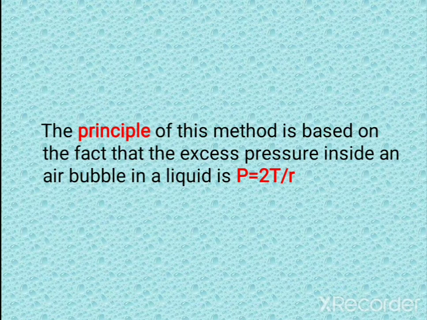Why is it 4T upon R? As an air bubble or soap bubble has two surfaces having tension, the excess pressure is equal to 4T upon R, whereas the excess pressure of a liquid drop is 2T upon R. But here we have taken the excess pressure of an air bubble in a liquid. When an air bubble is blown in a liquid, it has only one surface having tension. So, it is 2T upon R.